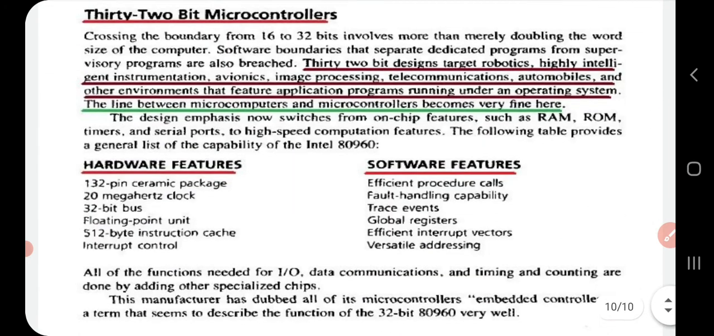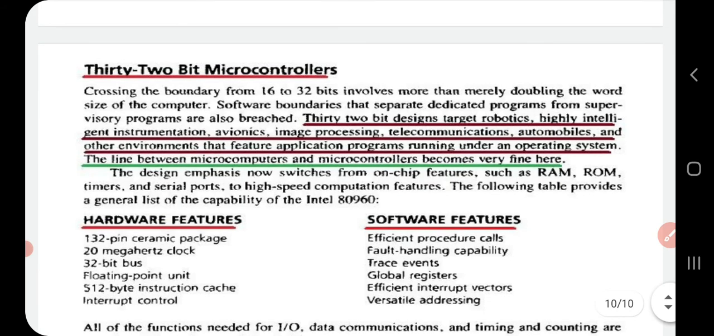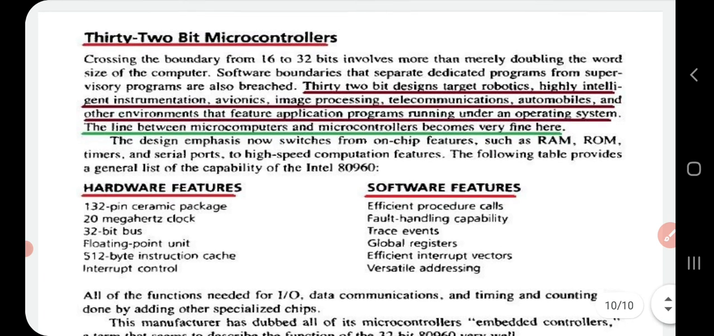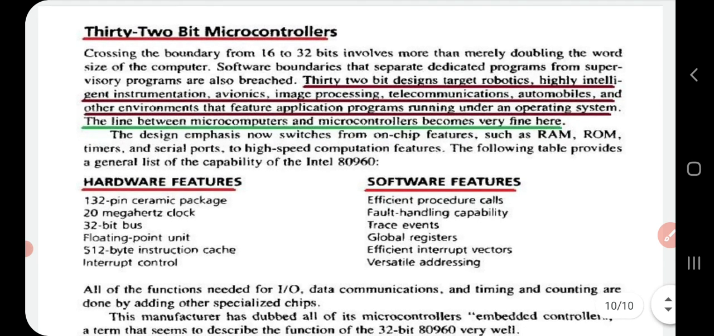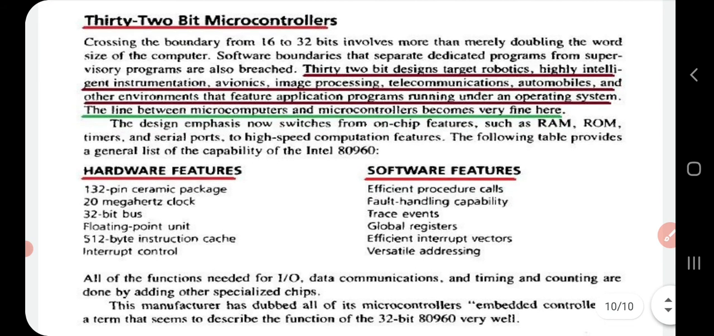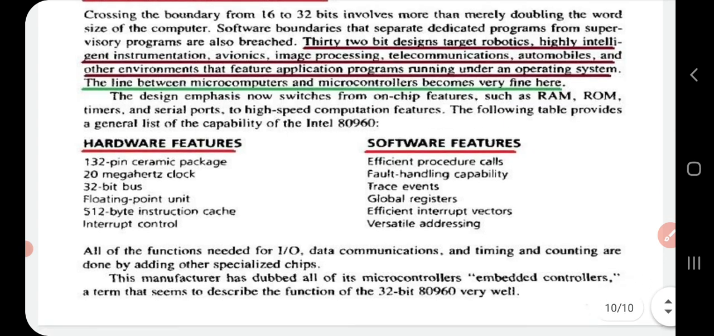Now the last one is the 32-bit microcontrollers. Now 32-bit designs are mainly used in robotics, then highly intelligent instrumentation, then avionics, image processing, telecommunication, automobiles and other environments that feature application programs running under an operating system. The line between microcomputers and microcontrollers becomes very fine here. Now it also has got RAM, ROM, timer, serial ports, then high-speed computation features, etc. These are some of the hardware and software features of 32-bit microcontrollers that you have to study.